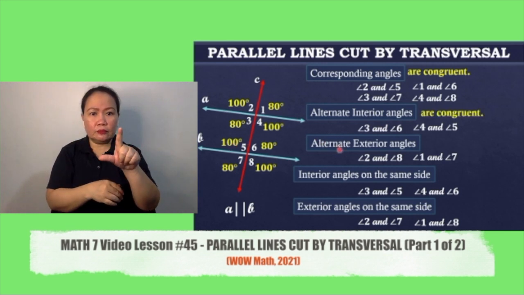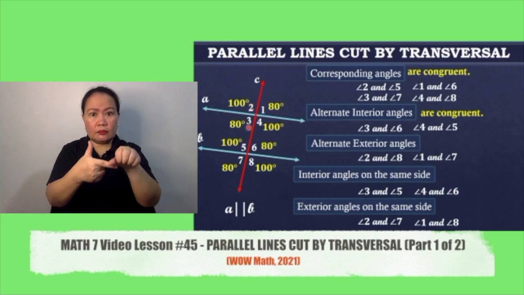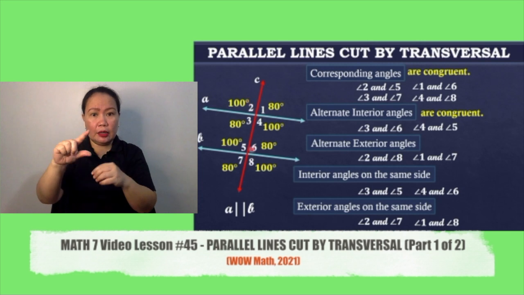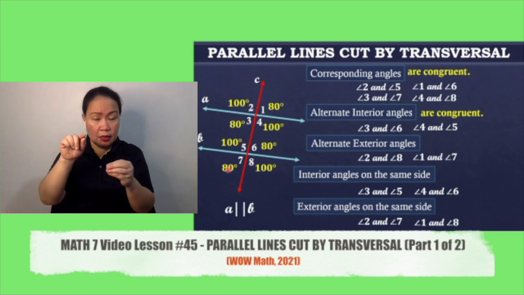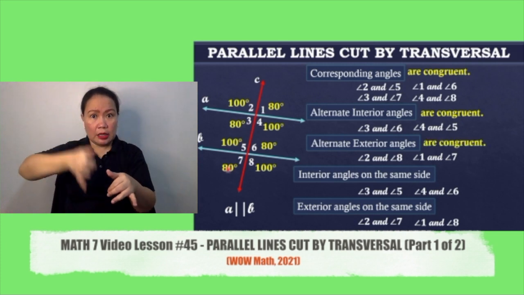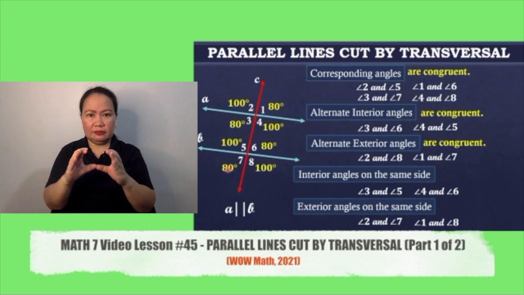Next, how about alternate exterior angles? We have angle 2 and angle 8. What can you say about the measures of alternate exterior angles? Also, angle 1 and angle 7. They are also the same. Therefore, they are also congruent.